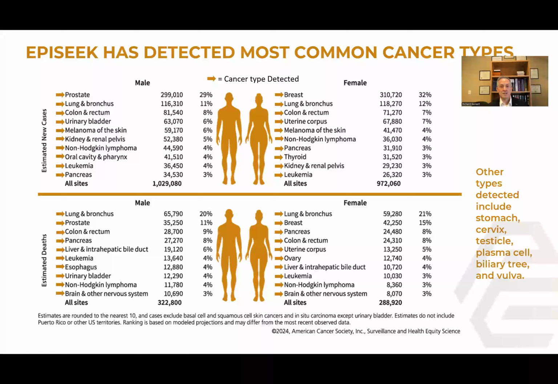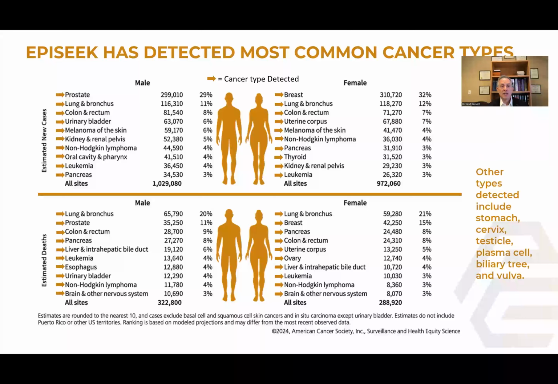So how does the test do? EPISEEK, again, from Precision Epigenomics, has detected all of these cancer types that are before you. And again, this is the ACS graphic. We've put a little arrow indicating cancer types that we've detected. So the most common cancer types on top and the most common fatal cancers below. And we've been able to detect all these cancer types.